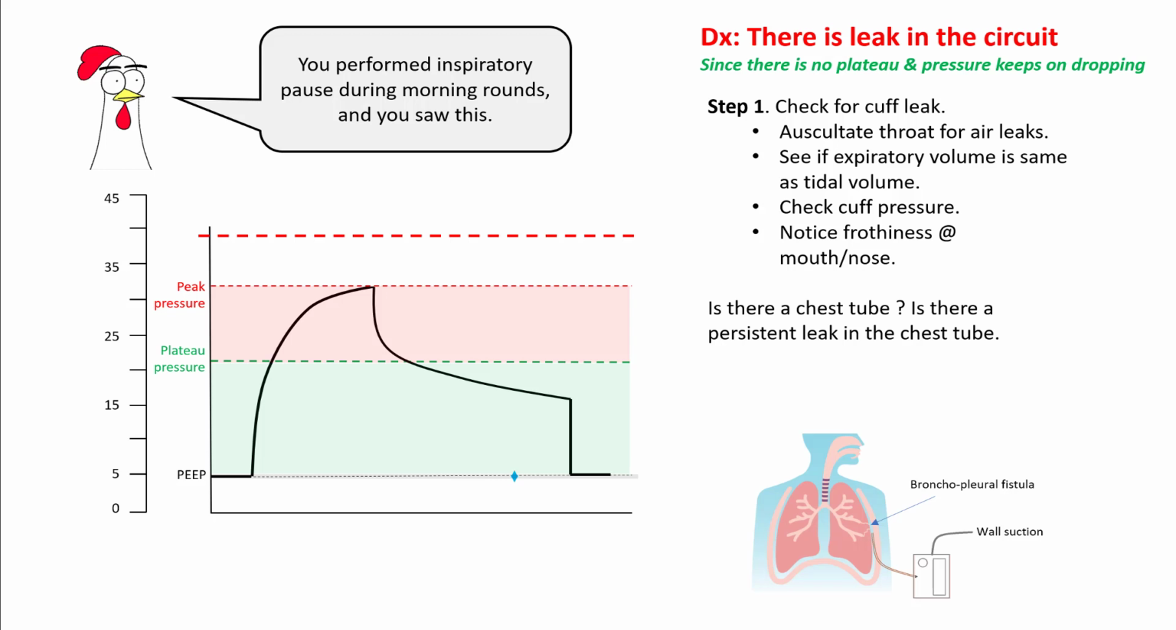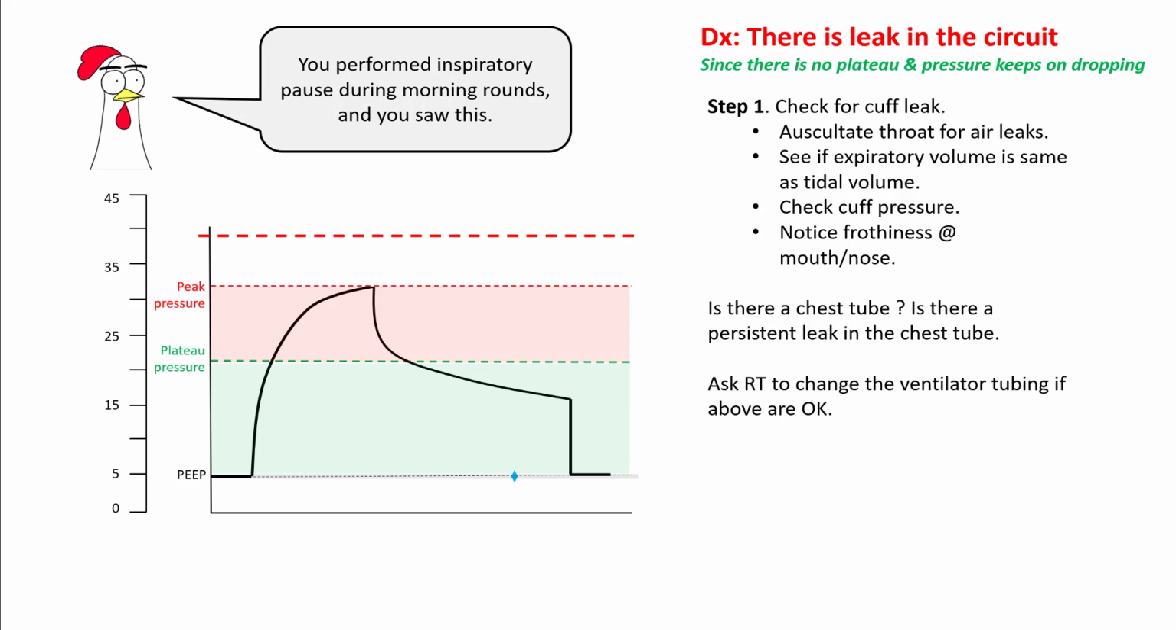Patients with bronchopleural fistula or persistent leak in the chest tube will not show you any plateau because air is continuously leaking outside the lungs. If you do not find any cuff problems or there is no chest tube, most likely there is either leak in the endotracheal tube or in the ventilator circuit. So ask your respiratory therapist to check the ventilator tubing.